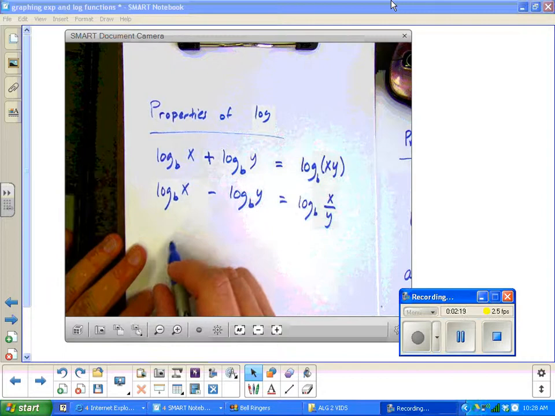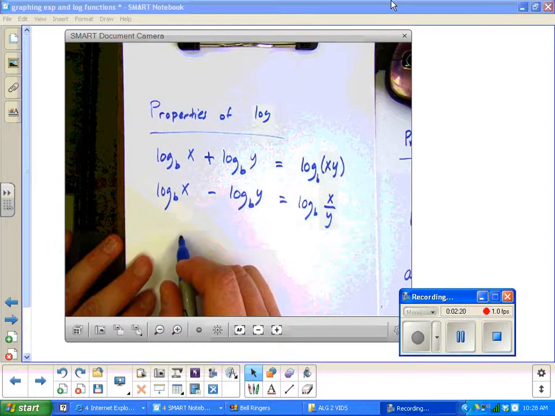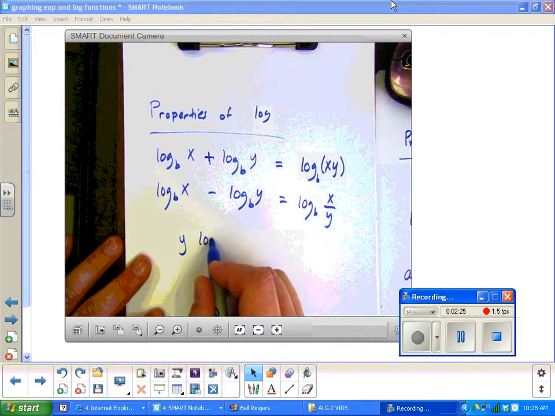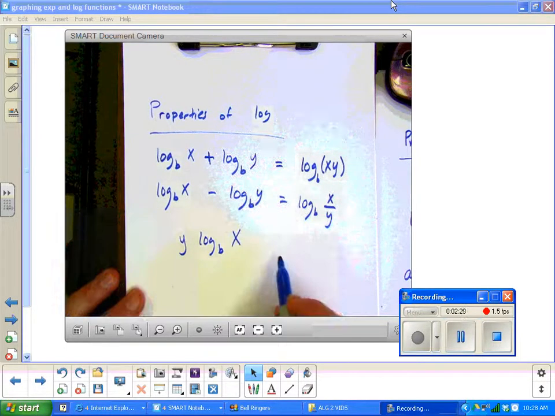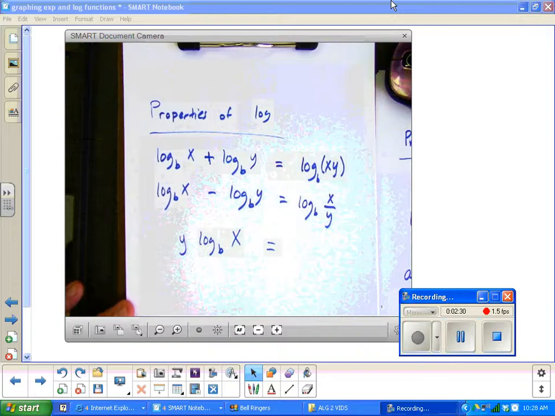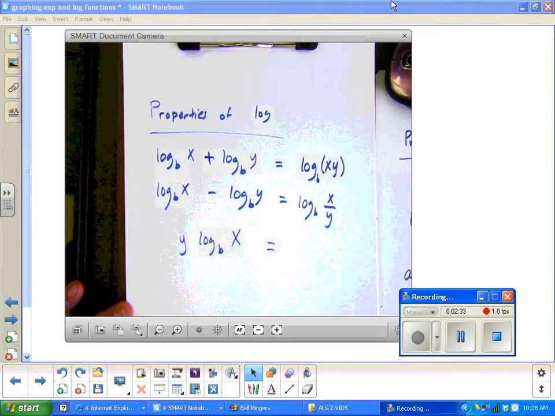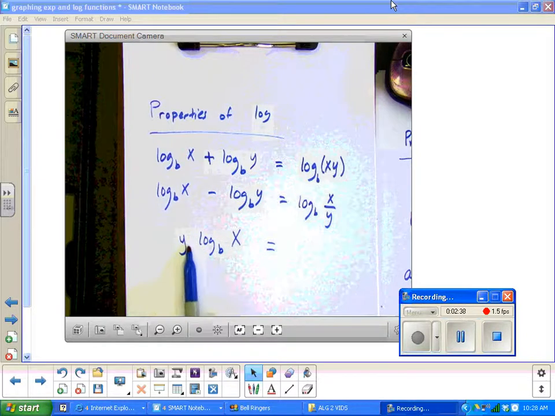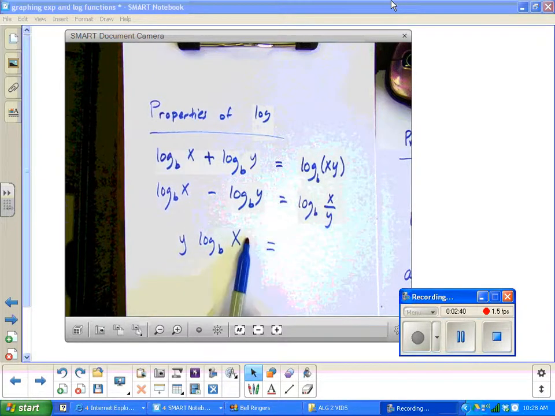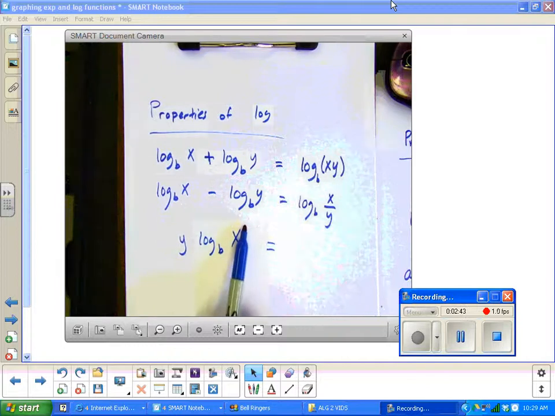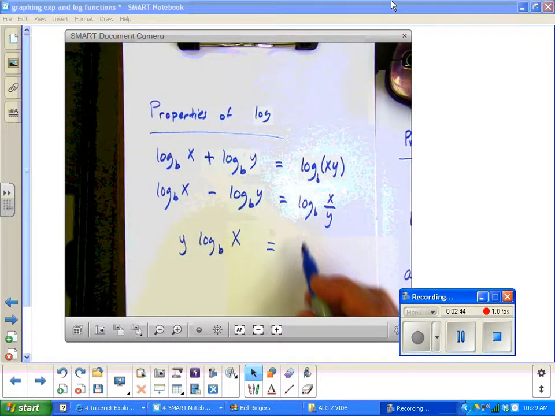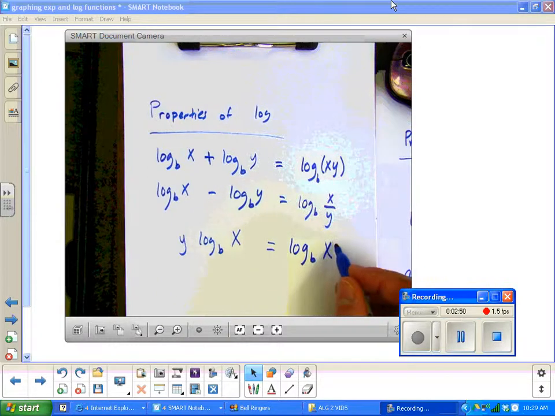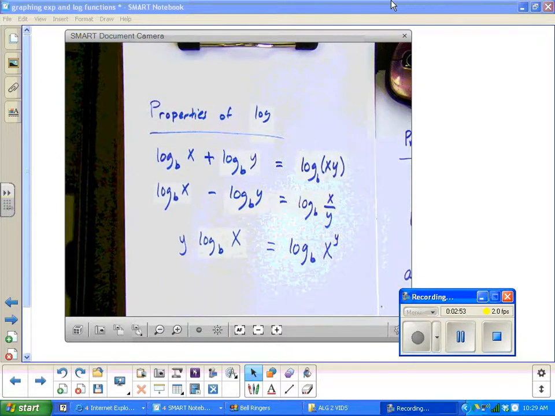Now let's look at this last one. Let's say we have y times log base b of x. This is a property. What does the property say that I can actually do with y instead of multiplying the logarithm? This is called the power property. So it'll be log base b of x to the y power.